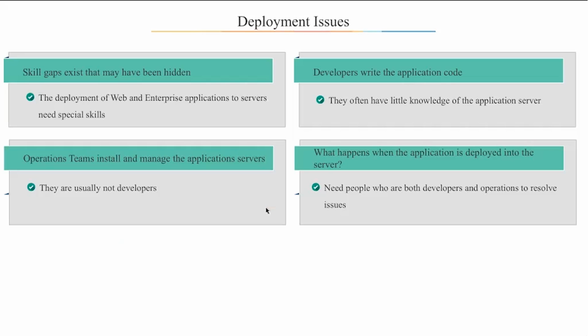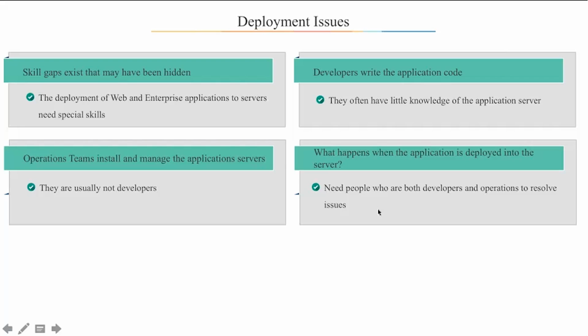All right, deployment issues. So deployment issues, again, are that notion of taking an application, a package of code, and moving it from the development system to production. That's deployment. So when deploying code or the application, there could be skill gaps that may have been hidden, right? Because I told you before, sometimes you don't know what you don't know. So the deployment of these web applications and enterprise applications to servers requires people that have these special skill sets, i.e. DevOps, right?